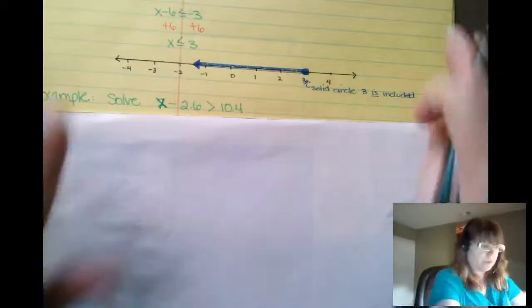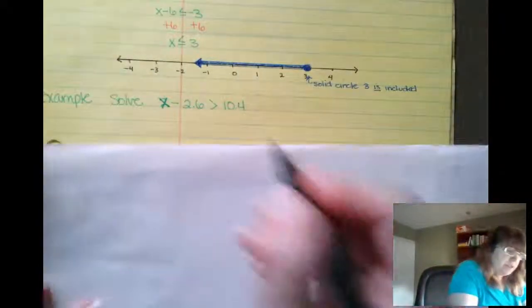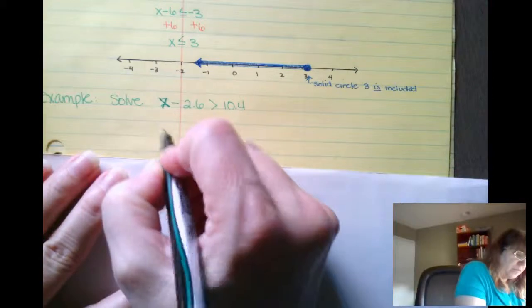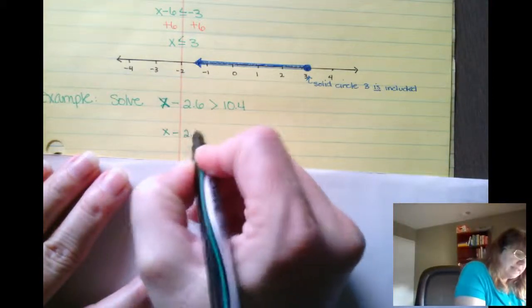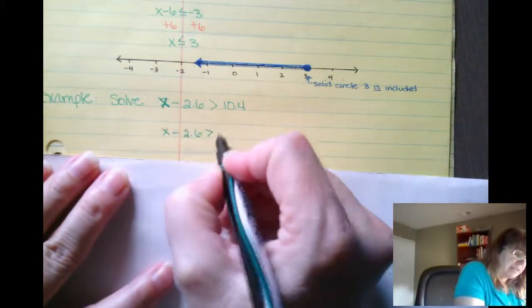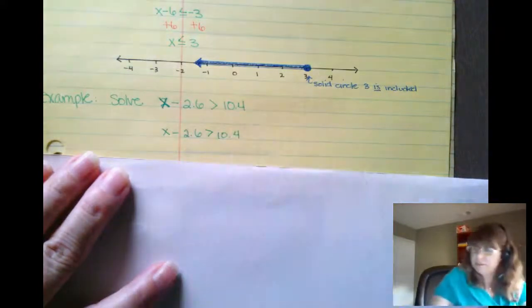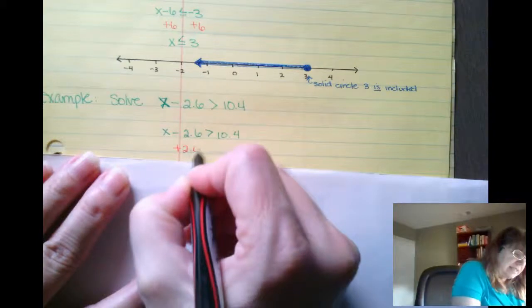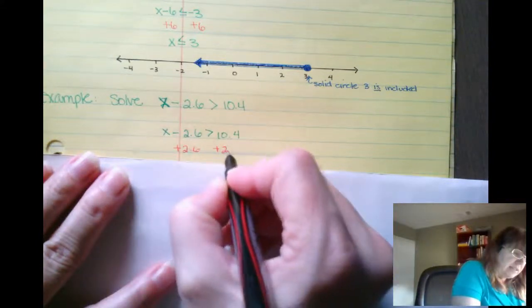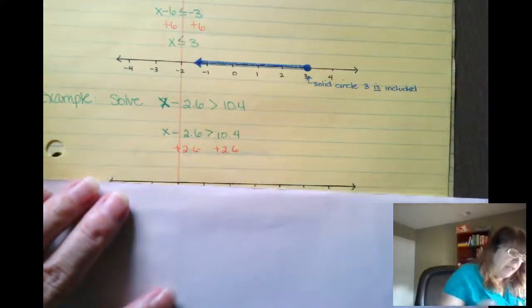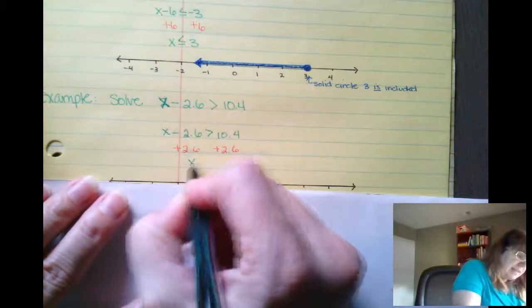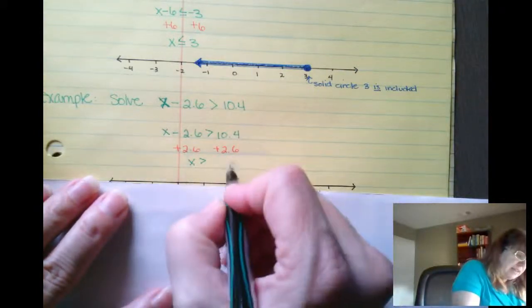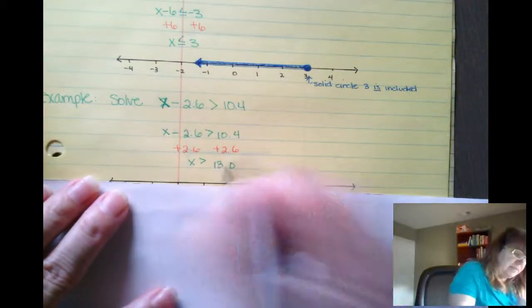So let's work through this problem together. x minus 2.6 is greater than 10.4. First thing I'm going to do, I'm going to add 2.6 to both sides. And now I have x is greater than 13.